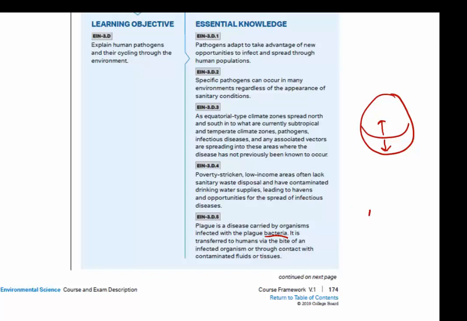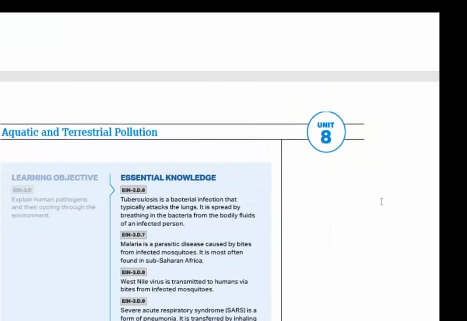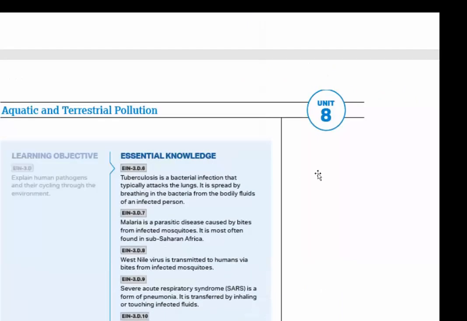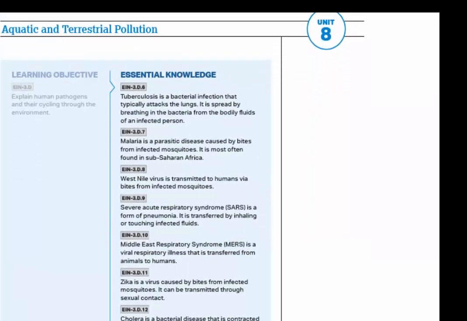Let me see if I can scroll over to the next page now. Let's see. There we go. All right, so back to my pen here.